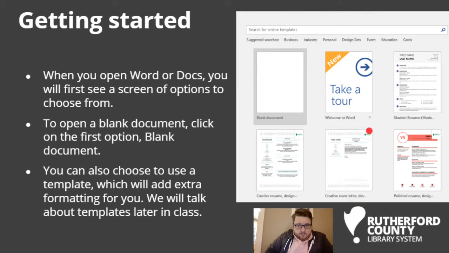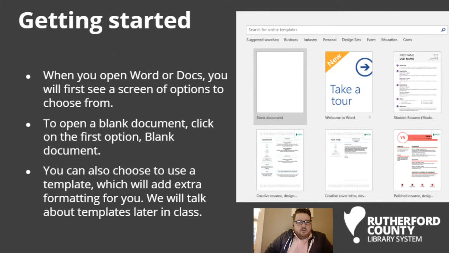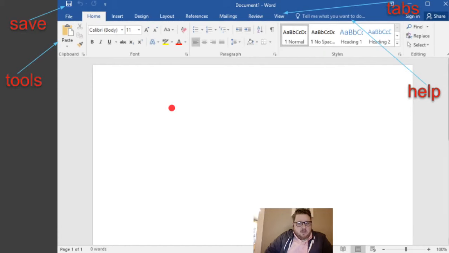So when you open those programs, Docs or Word, you will be able to choose that blank document, and that's where we're going to start. To begin with, let's take a look at the anatomy of a blank Word document. This is Microsoft Word, but all three of the programs are going to look basically like this, and we're going to take a look at each of them individually here in a moment. But this is basically what it's going to look like.